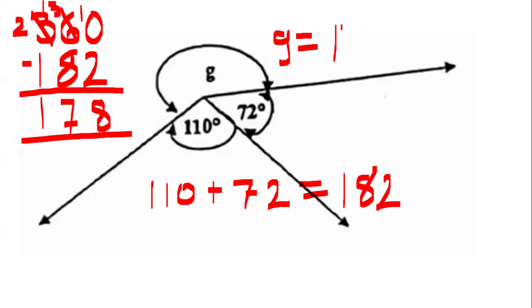Anyone got 178 degrees? Let me know, please. I got it. Very good. 178 degrees. That's how we get it, right? It's angles around the point out of the 360 degrees. So be careful.